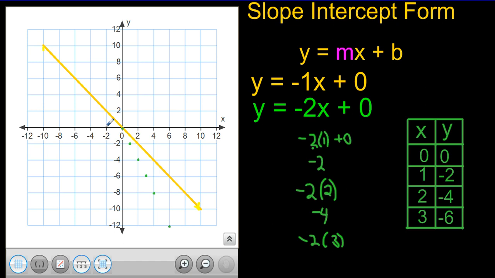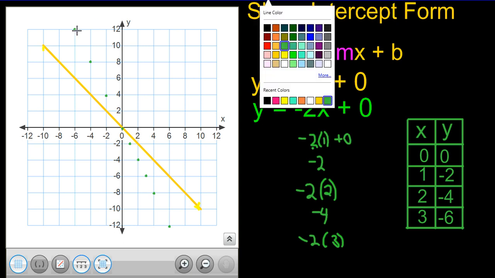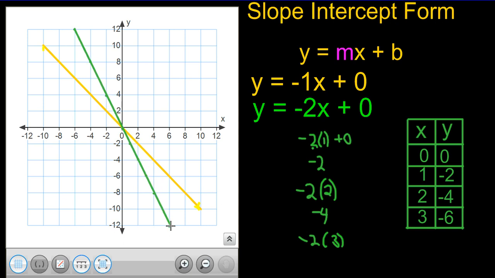So if I go over 2, I'm going to go up 4. If I go left 4, then I'm going to go up 8. And if I go left 6, I'm going to go up 12, and simply connect those points with our line. And there we just made our graph for a slope of -2.